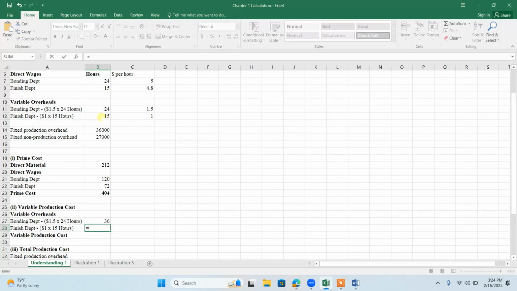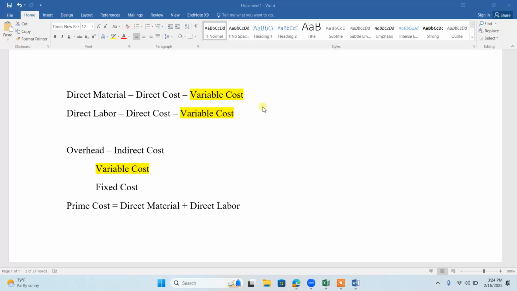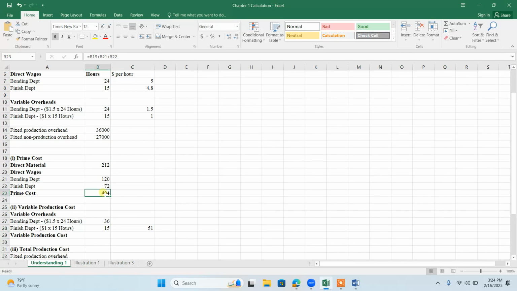For the second one, 15 hours, they charge for 1 hour, we have the information that they'll charge $1. Now this, my dear, is the variable overhead. If I add both, my total variable overhead is 51. Okay. Now, I need to add up all these three. 1, 2, 3. We have already added these two in the prime cost. If you can see here, we have already added it. So we need to add this also to calculate the variable cost per unit. This is 404 plus 36 plus 15.